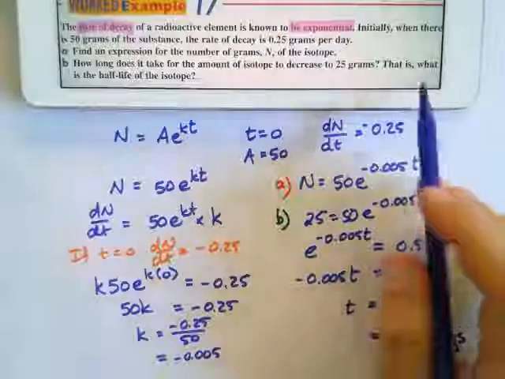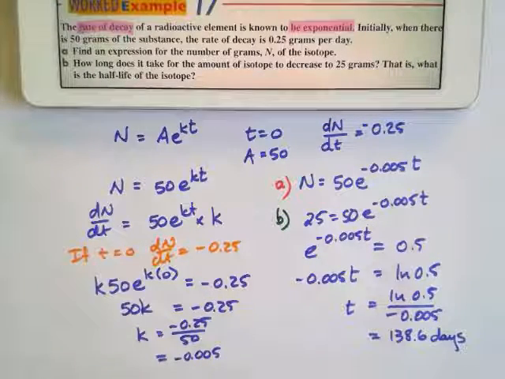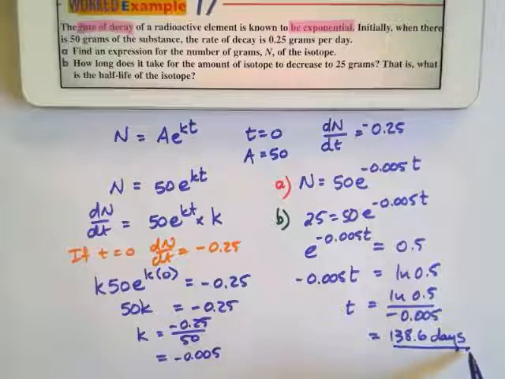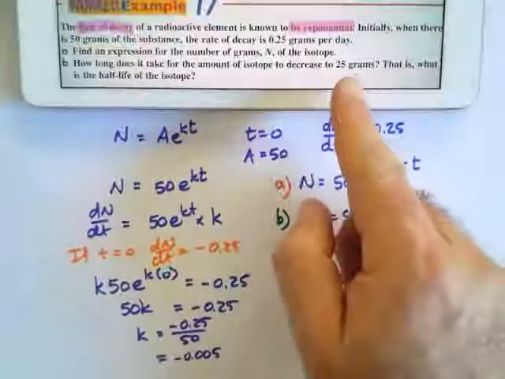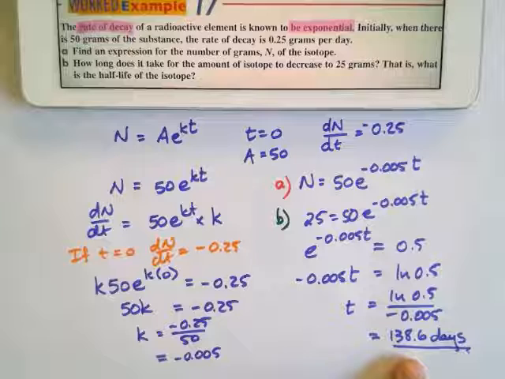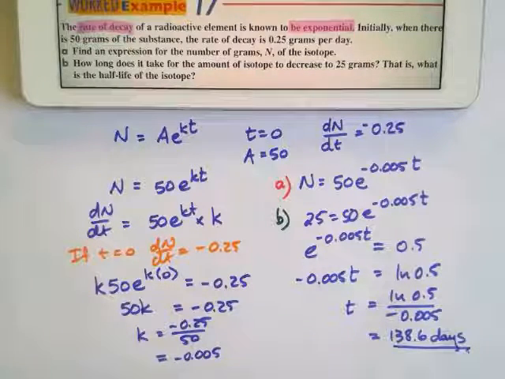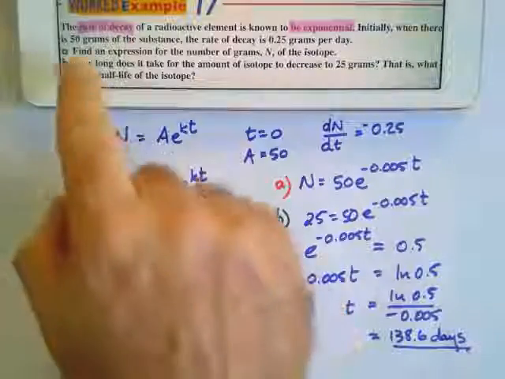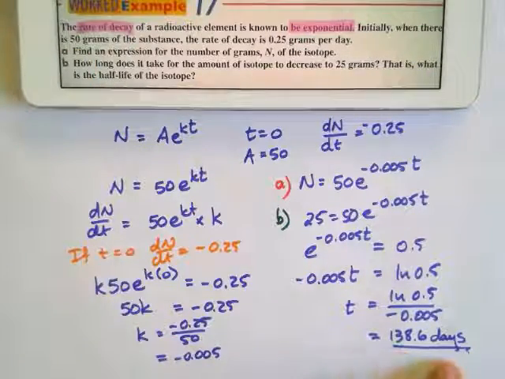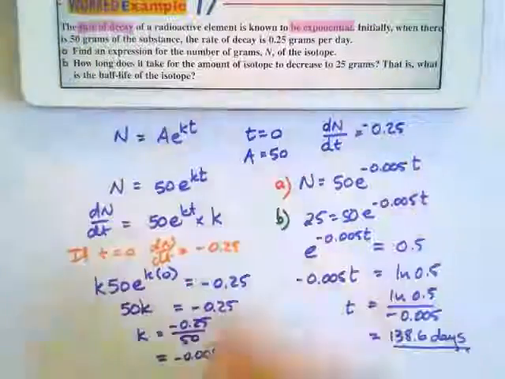Okay, that is the half-life of the isotope. So for future reference, this is very important. If it goes from 50 grams to 25 grams, 138.6 days is how long it takes for any substance to halve its mass. So it will take 138.6 days to go from 50 grams to 25 grams.